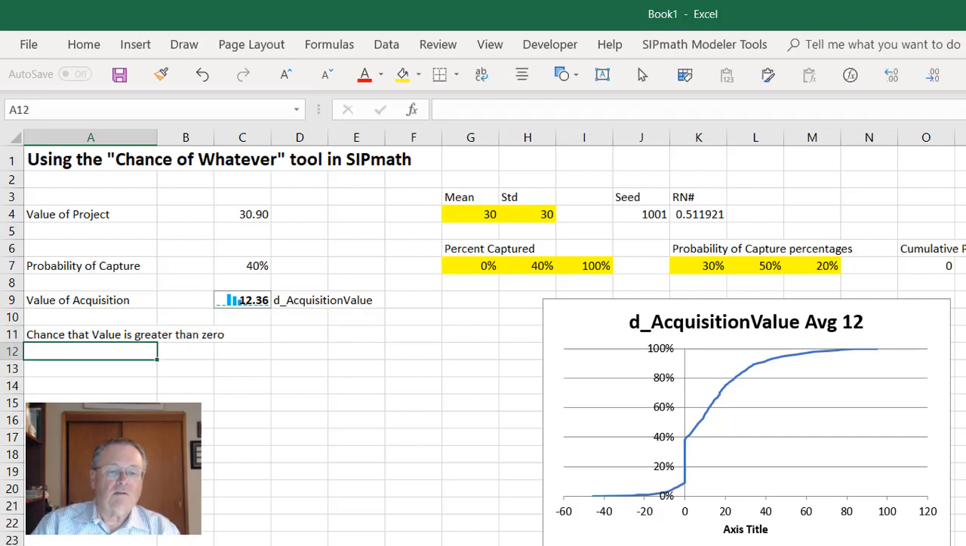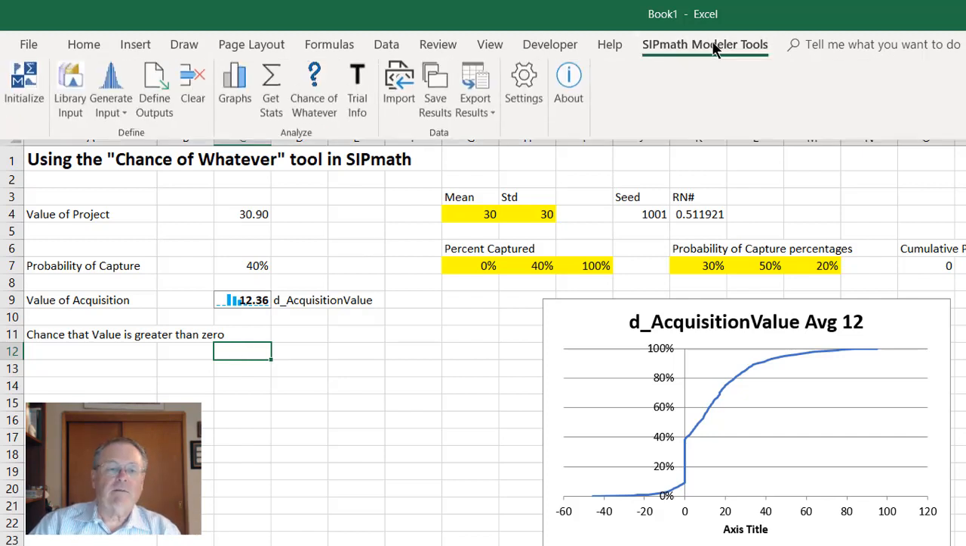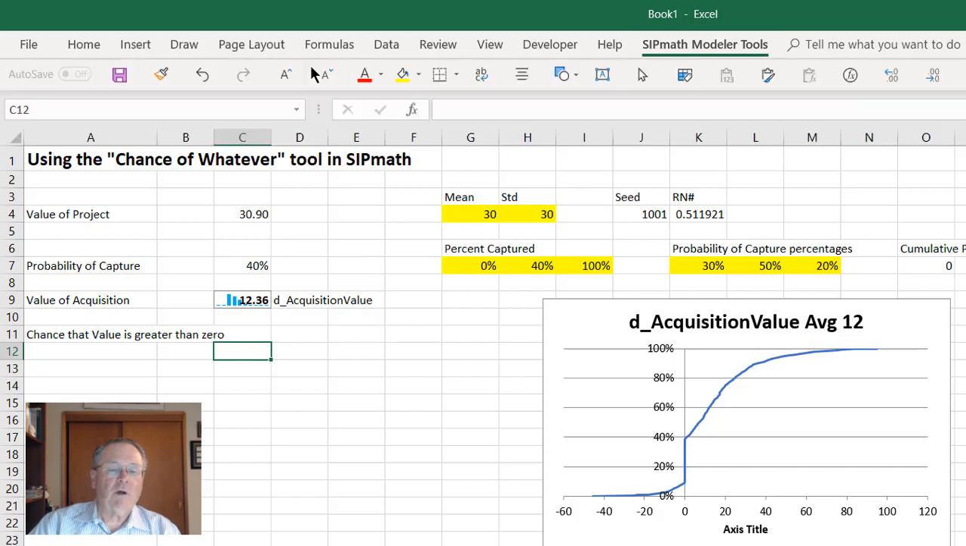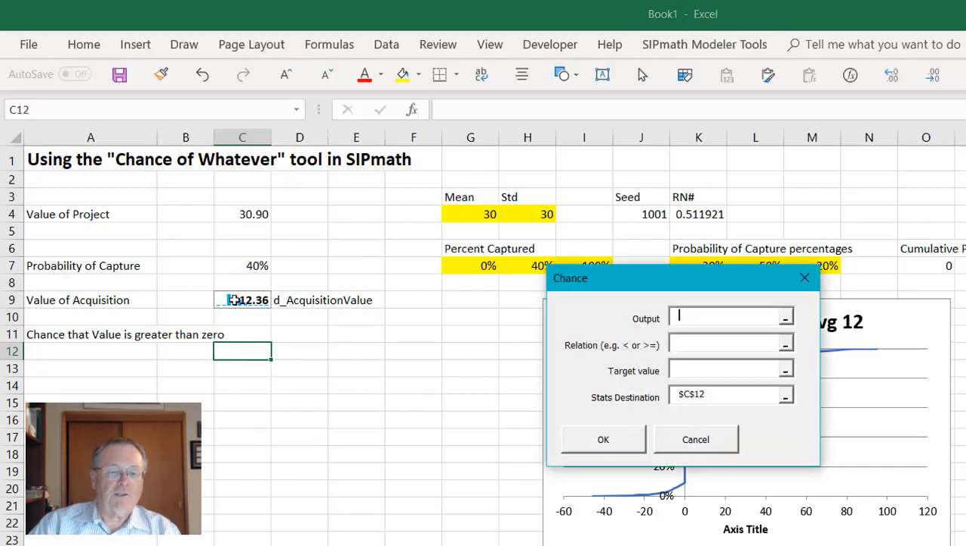Okay. So what I can do here is put it where I want that result. It's a chance, so it's going to be a probability. I'm going to go to SIPmath, Chance of Whatever, and I want the chance of whatever on this distribution, and here is the relationship. Now I can have less than, greater than, equal to, greater than or equal to. I'm going to demonstrate a wrong answer in this particular case, because we didn't fully define what we wanted. I'm going to say greater than or equal to zero.